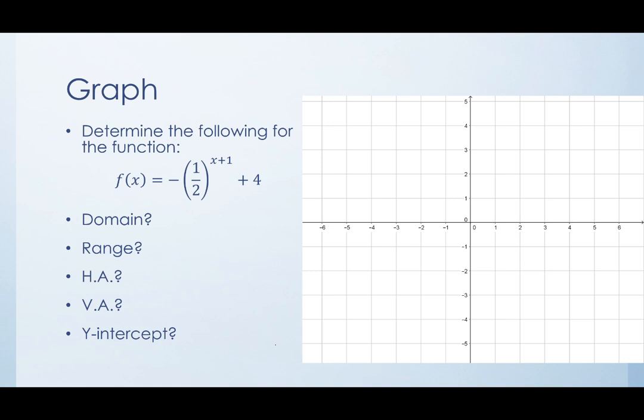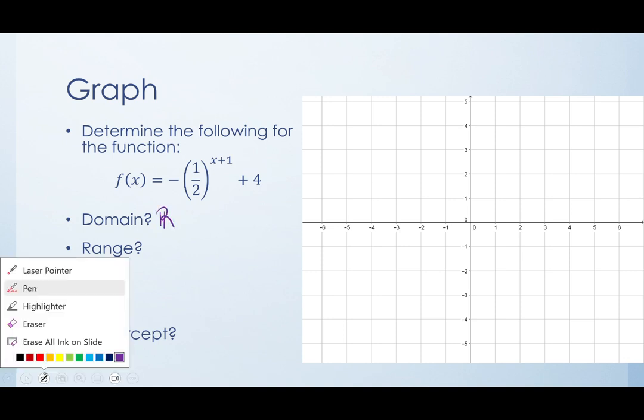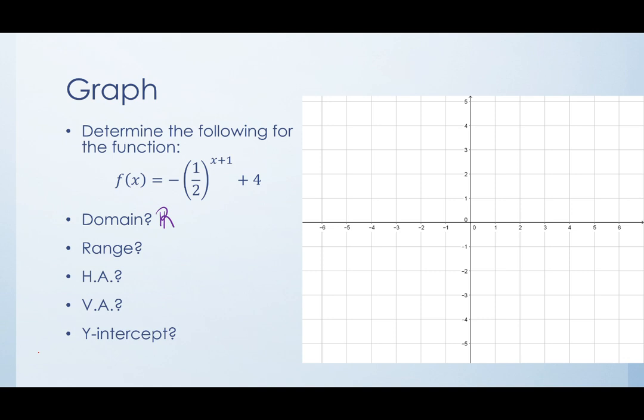Okay, so we're going to determine the following for the function. We've got this negative 1/2 to the x plus 1 plus 4. All right, so it's an exponential, right? But it's been shifted and stuff, so our domain is still all real numbers. Our range we've got to think about, right? So let's think about what transformations are happening here, right?